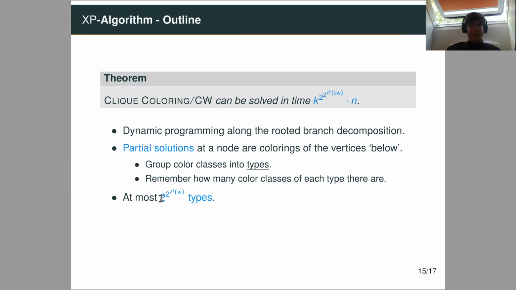And to see where the runtime bound comes from, we will see that there are 2 to the 2 to the W many types, where W is the clique width. And then this immediately translates to an upper bound of K to the 2 to the 2 to the W for the number of table entries.